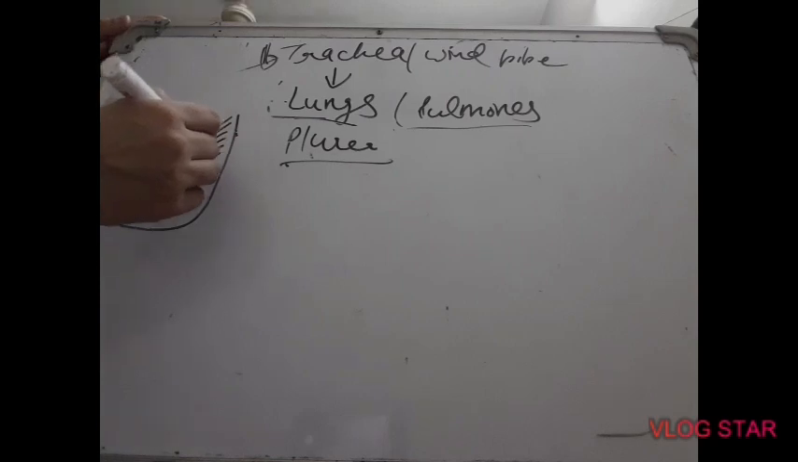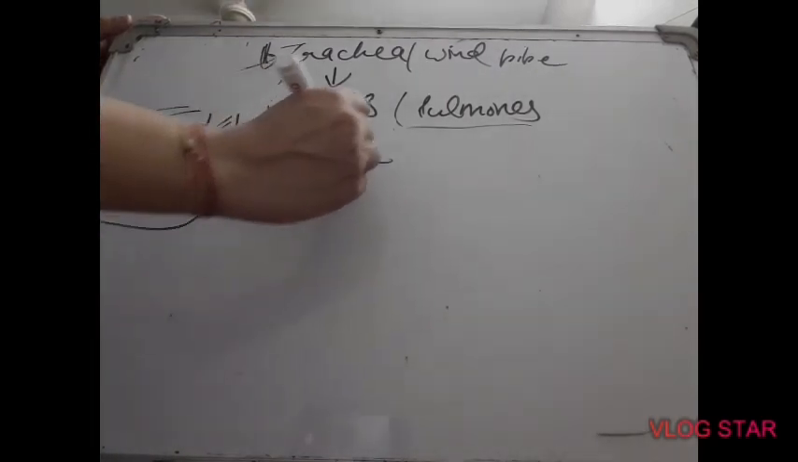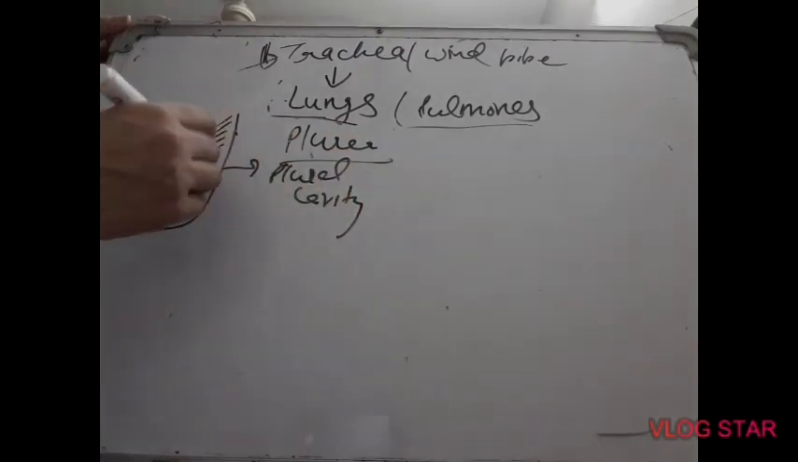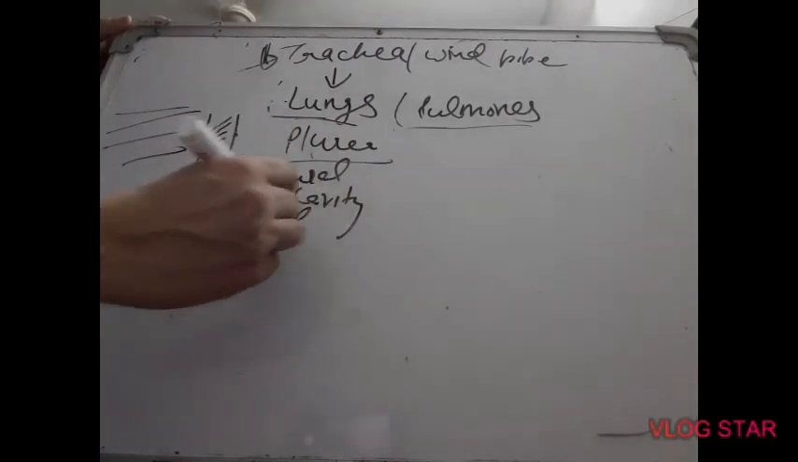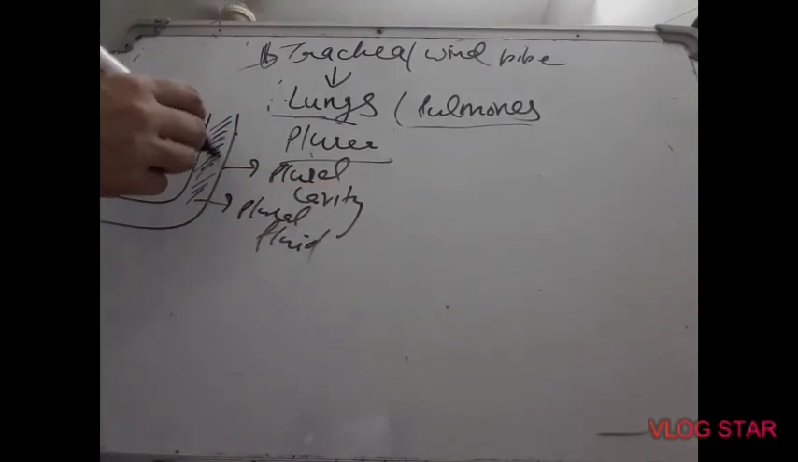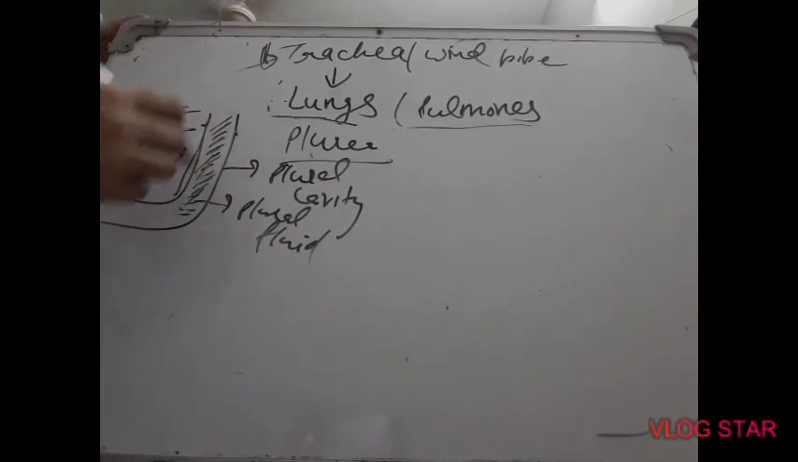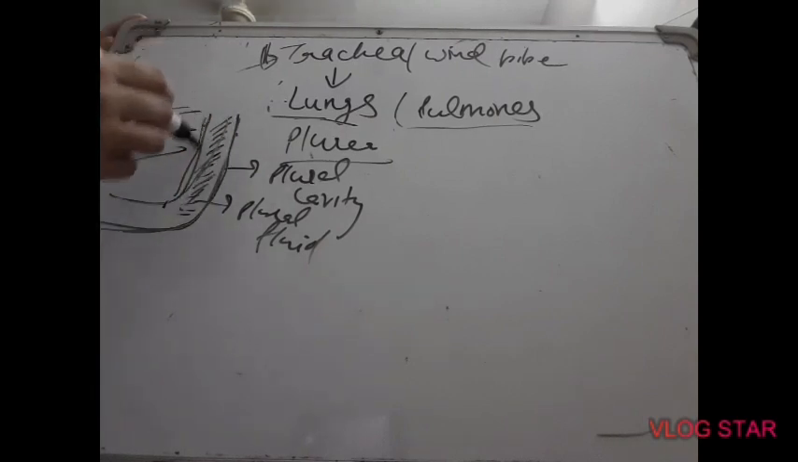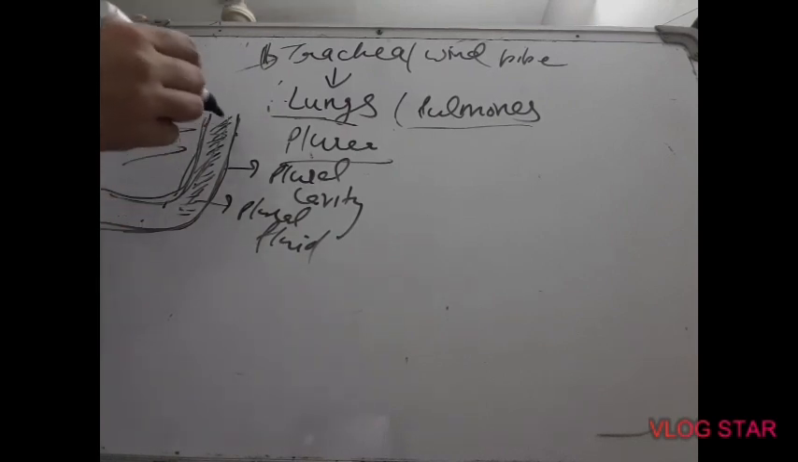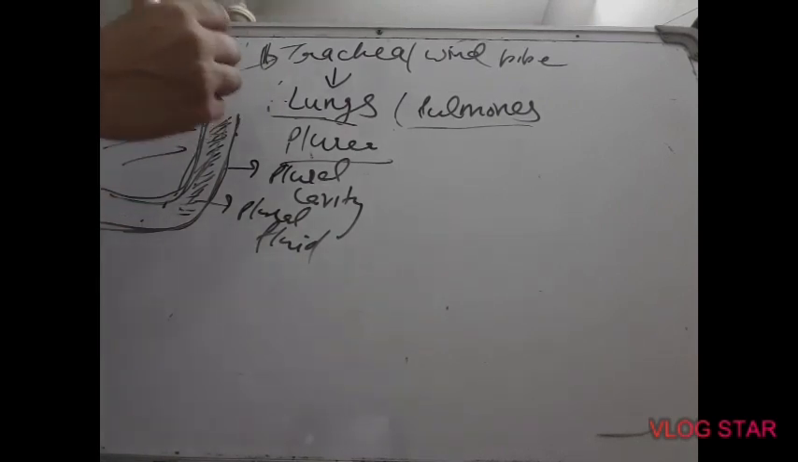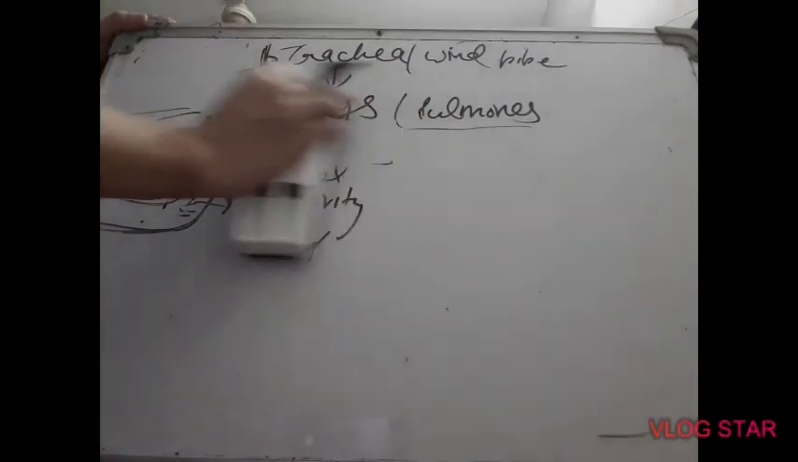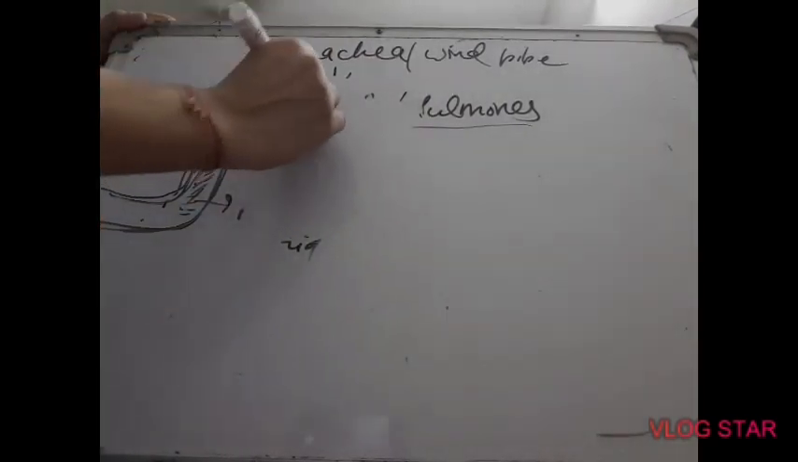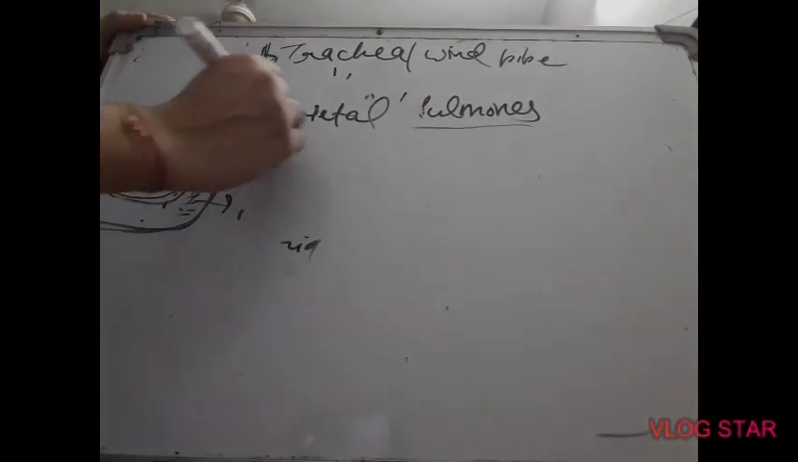The space between the pleurae is known as the pleural cavity. This pleural cavity has a fluid known as pleural fluid. The function of the pleural fluid is that it lubricates the walls of the lungs, prevents their friction, and also acts as a shock absorber. So the two coverings are known as pleurae, the cavity is the pleural cavity, and the fluid is pleural fluid. Of the two pleurae, the outer one is known as parietal pleura, and the inner one is known as visceral pleura.